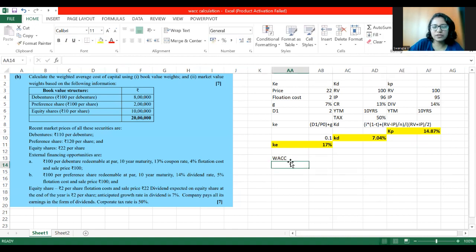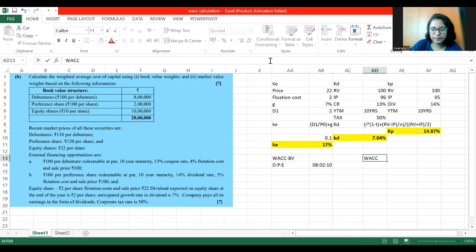WACC calculation as per book value: the debt, preference and equity ratio is 8 is to 2 is to 10. And this is WACC as per book value.